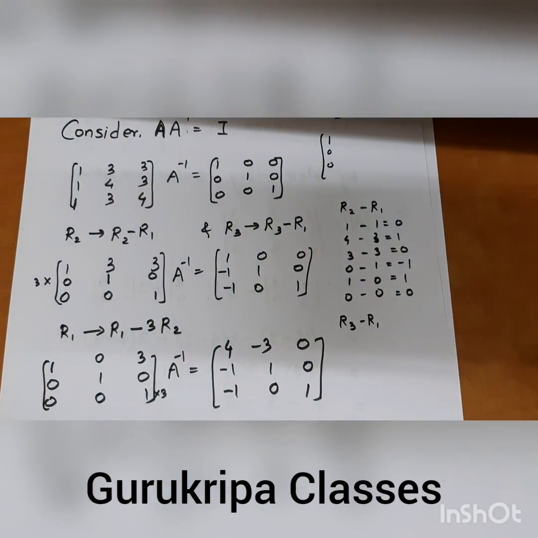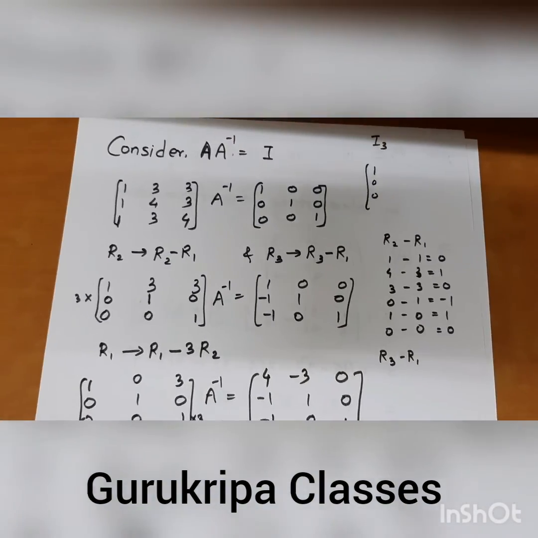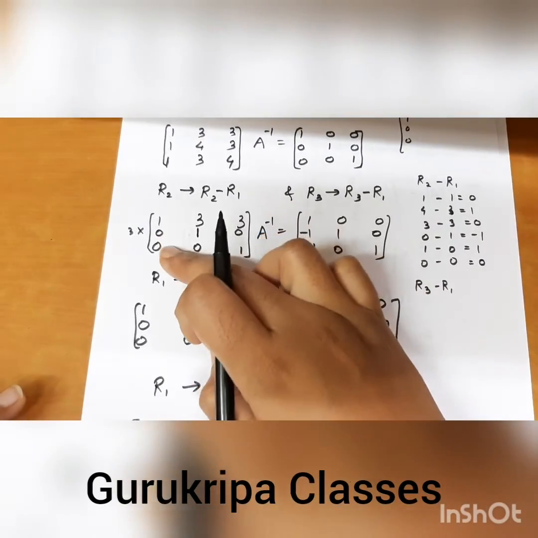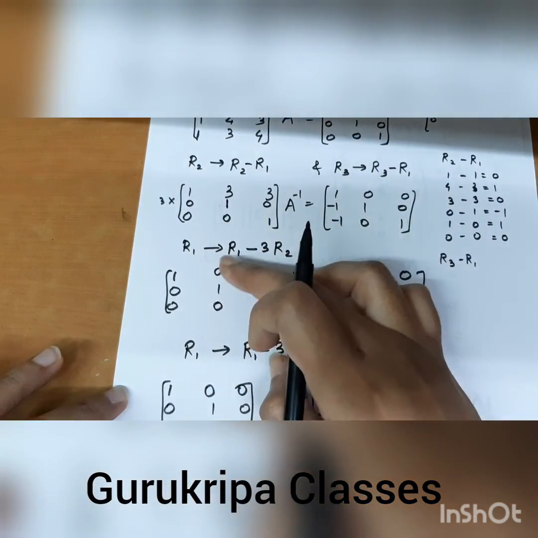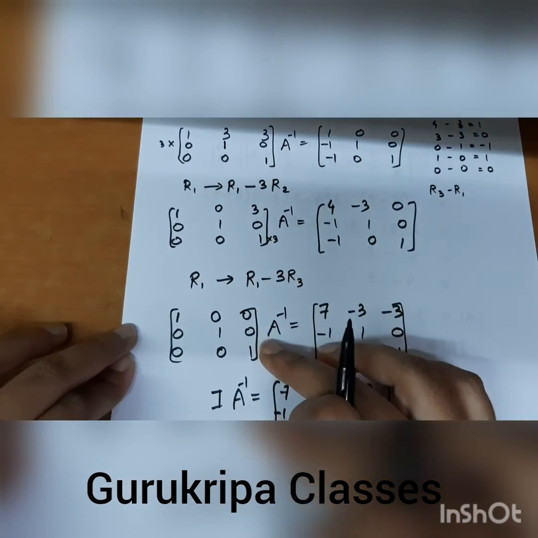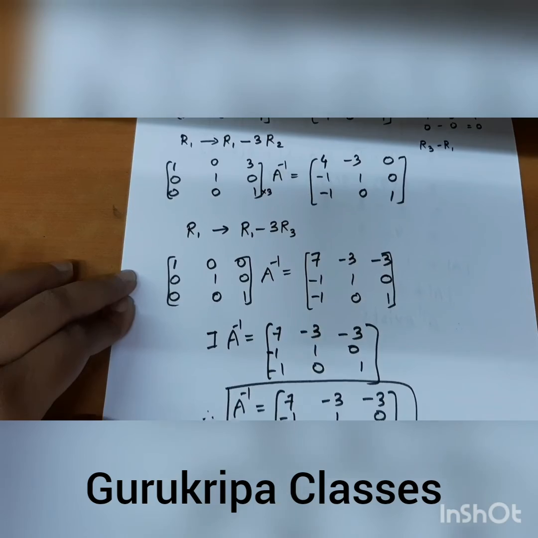And see this, we have done this procedure. See, these two elements 0, then making this 1, using this 1 make this element 0, then using this one make the other two 0.